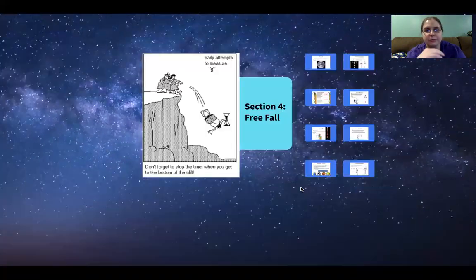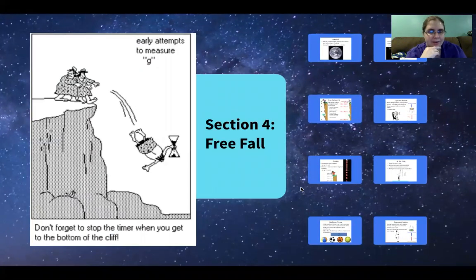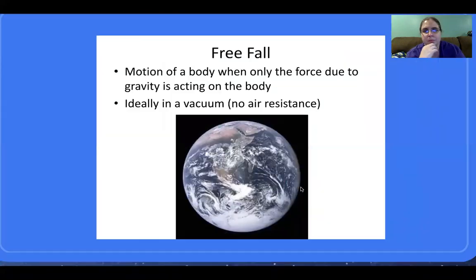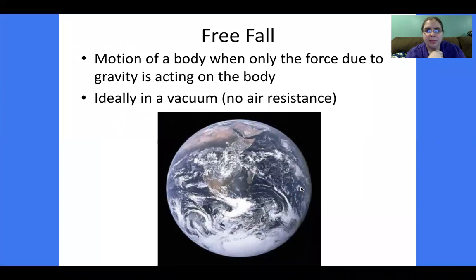All right, now free fall. When we talk about free fall, we are referring to an object or the motion of an object when the only force acting on it is gravity.